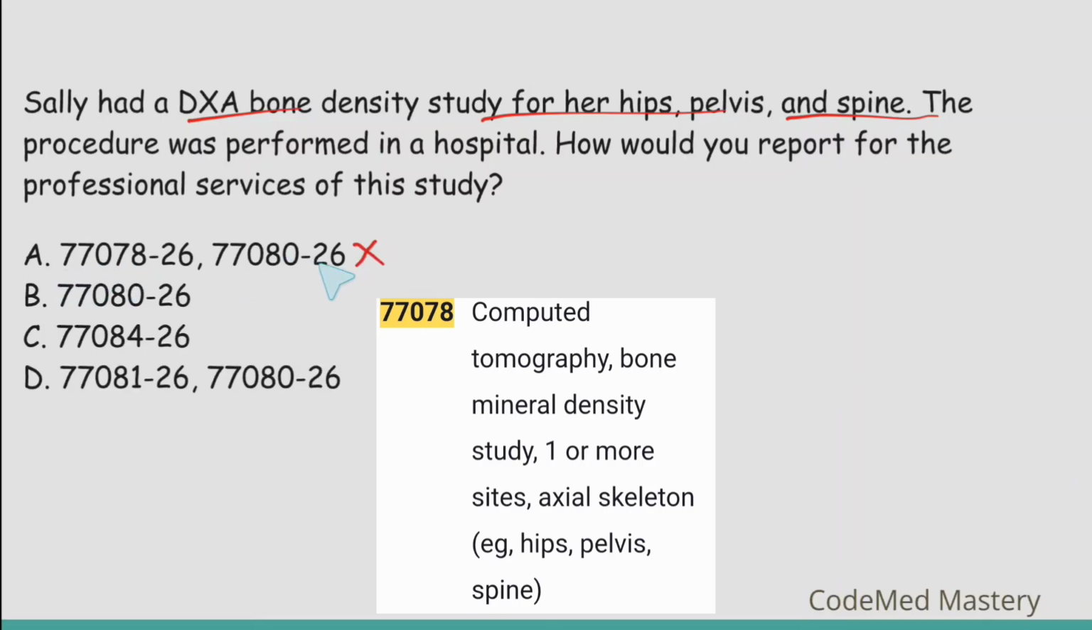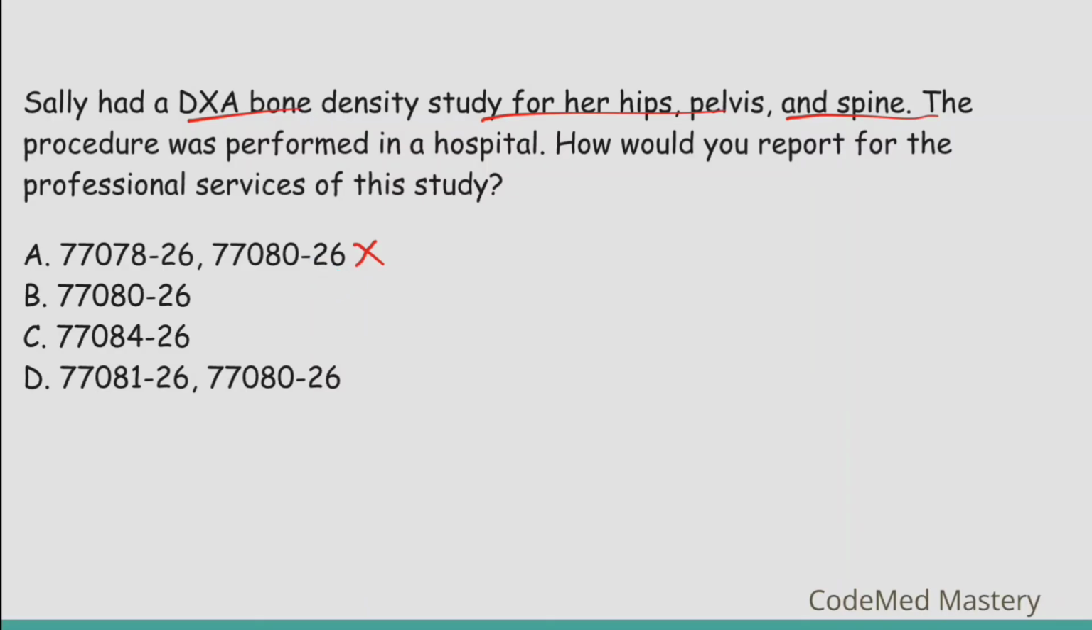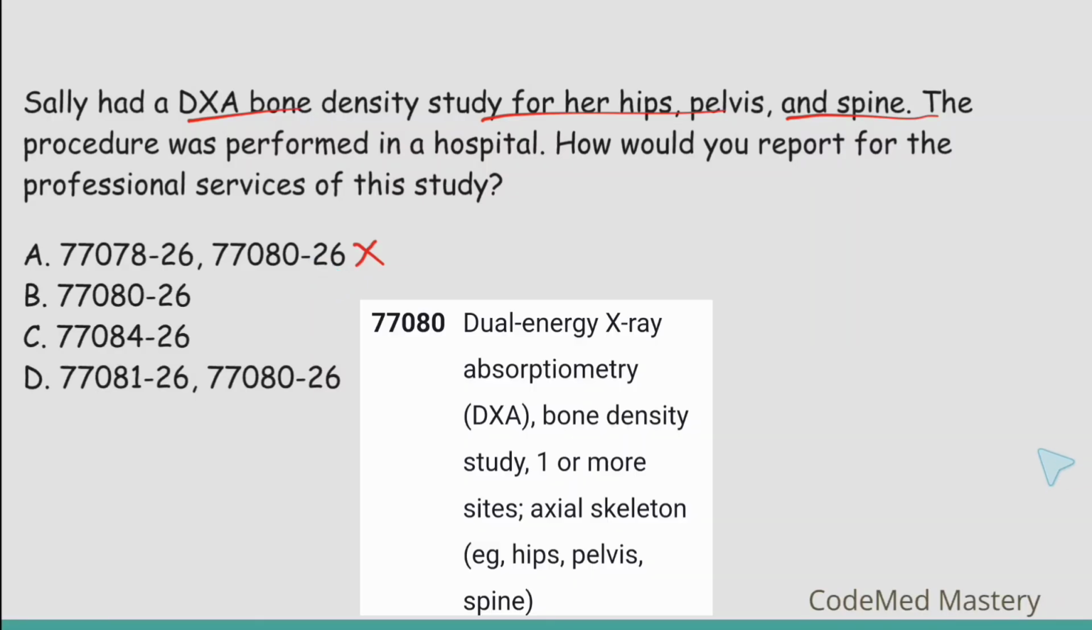If one code is wrong, the entire option will be wrong. Check option B, 77080. 77080 is for dual energy X-ray absorptiometry, that is DXA, bone density study, one or more sites, axial skeleton, hips, pelvis and spine. So that is exactly matching with our question. So option B, 77080, this code is the right answer. We'll keep this option for now.